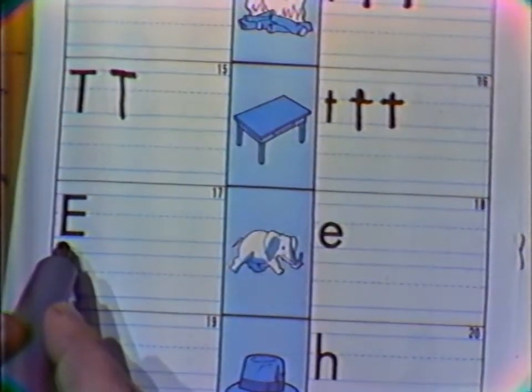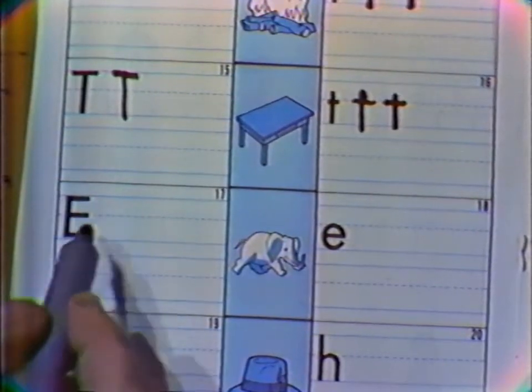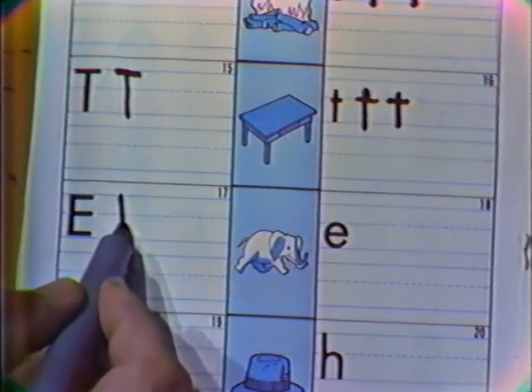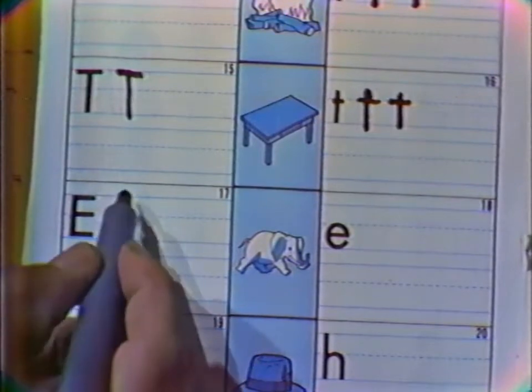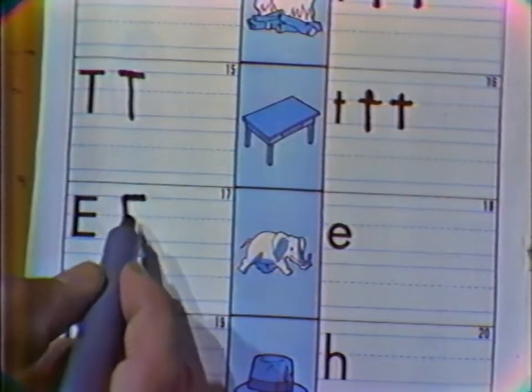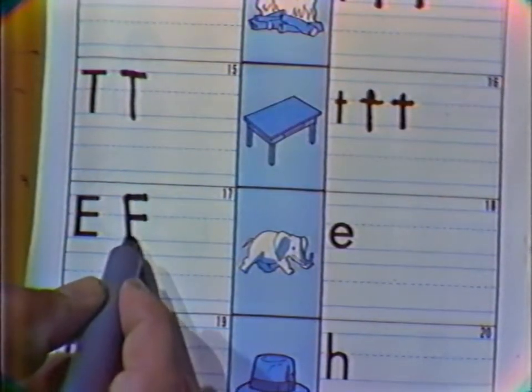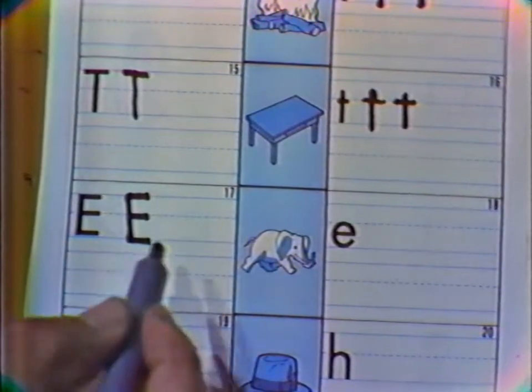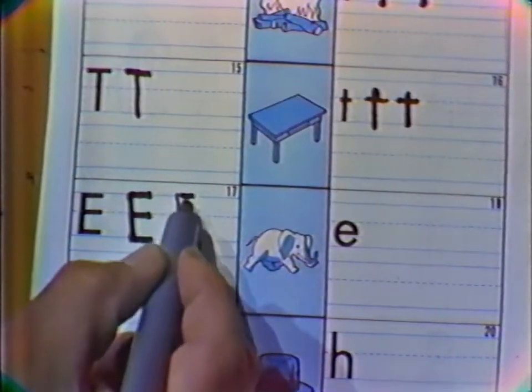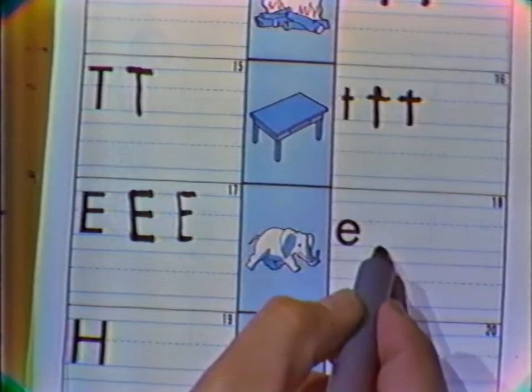All right, remember that? Capital E starts exactly the same as capital F. Straight line from top to bottom. A little line at the top, then a line in the middle, and a little line in the bottom. Capital E. Small e takes only half the space between our lines.